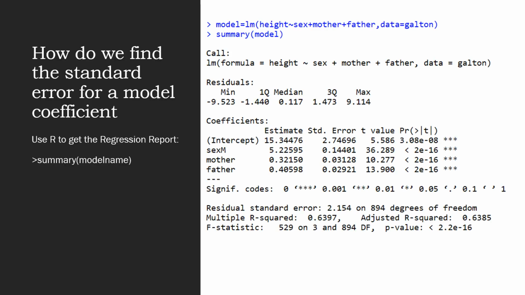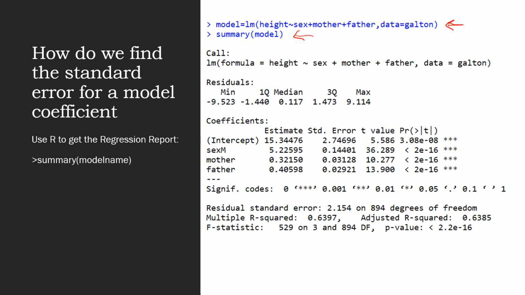So how do we find the standard error for a model coefficient? Well, the way that we're going to do it is by using R to get the regression report. And the way we do this is by using the summary function. So the first thing I need to do is fit the model, which I'm doing here. I've got my model equals the linear model. And then if I use the summary function and then put the name of the model in, the second row of code here, it gives me this regression report, which has a lot of information.